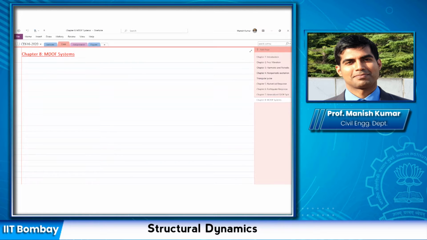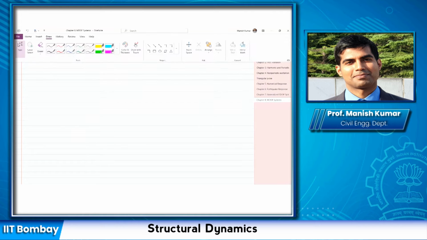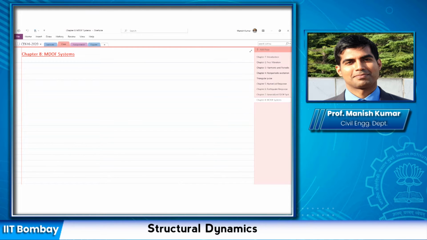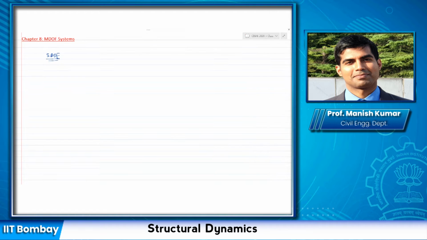Till previous classes, we saw how to deal with a single degree of freedom system, and then how to solve a multi-degree of freedom system approximated as a single degree of freedom system. So basically, for a single degree of freedom system, we have only one degree of freedom, right?